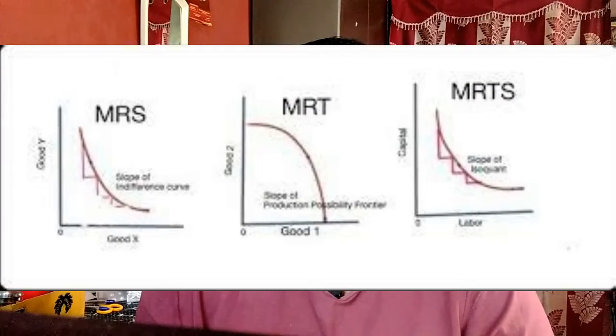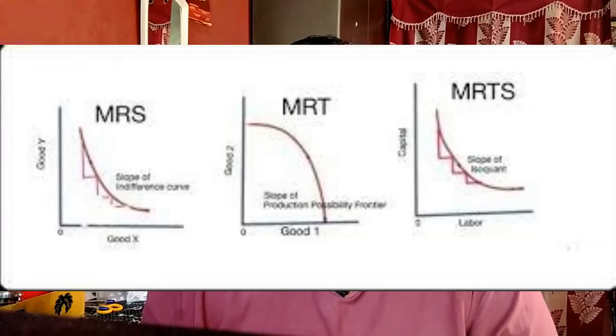And what is the difference between MRS and MRT? While the marginal rate of transformation is similar to the marginal rate of substitution, these two concepts are not the same. The marginal rate of substitution focuses on demand, while MRT, that is marginal rate of transformation, focuses on supply. MRS is focusing on demand, and the MRT is focusing on supply.